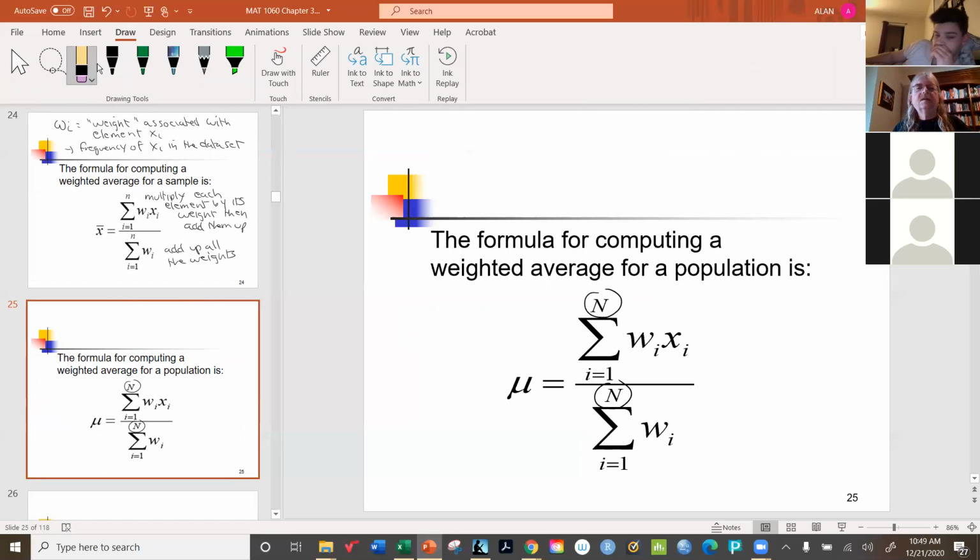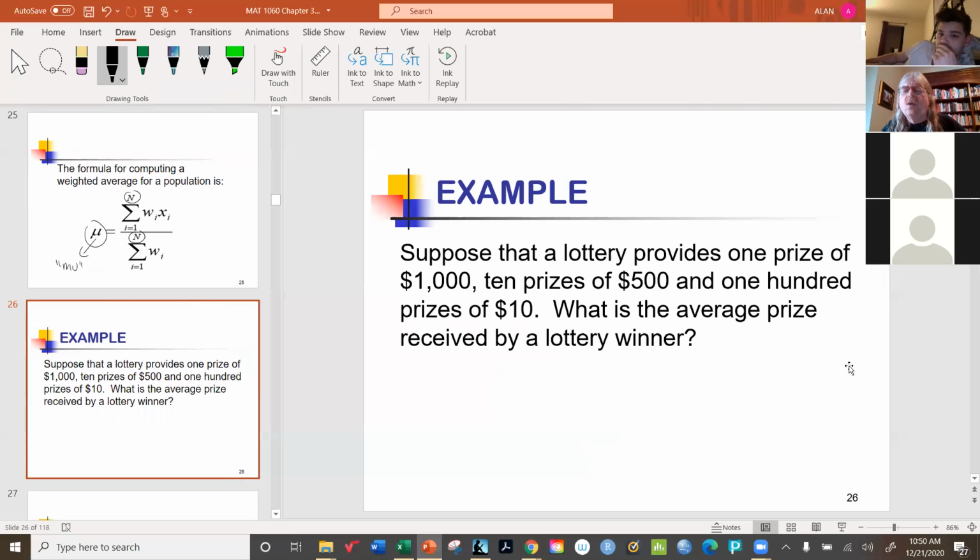All right, so again, there's our old friend mu. So we don't need a separate, well, we're going to just do one example now. I think this next example actually does involve a population, but because it's a very small population, we have a lottery. It's a small lottery. Maybe a school is running this lottery. There are prizes in this lottery. One prize is worth 1,000, 10 prizes are worth 500, and there are 100 prizes worth 10 each.